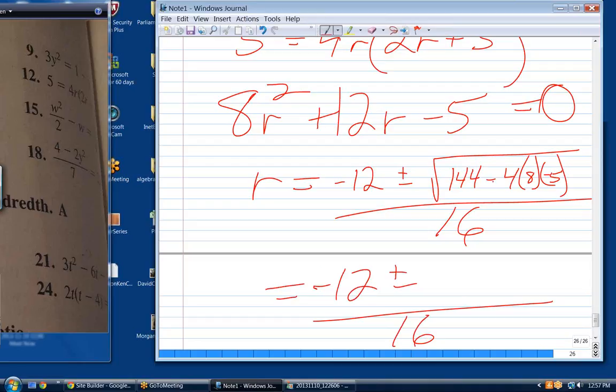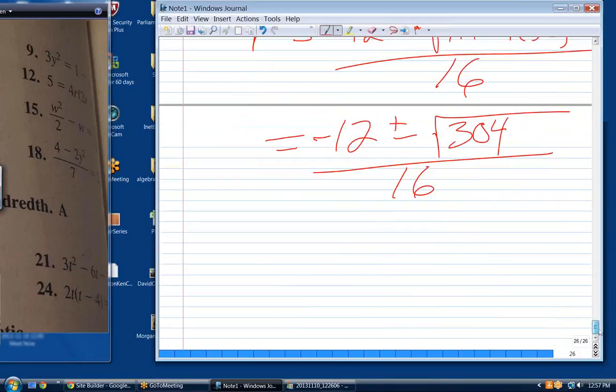Always 160. Notice that when you have two minus signs, that means we're going to be adding this number to this number. So it'll be a positive number, rather. So that's 144 plus 160, which is 304. Okay. Now, root 304.